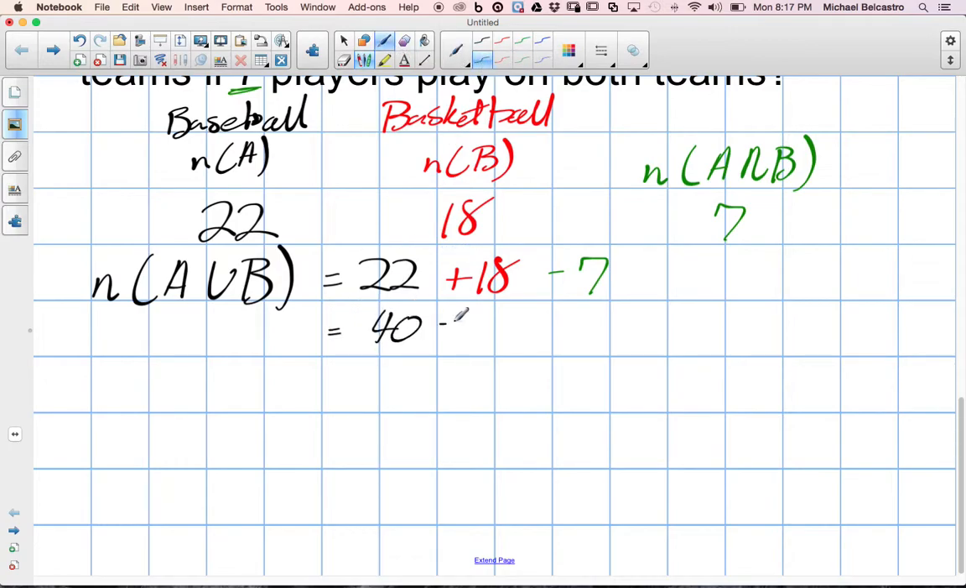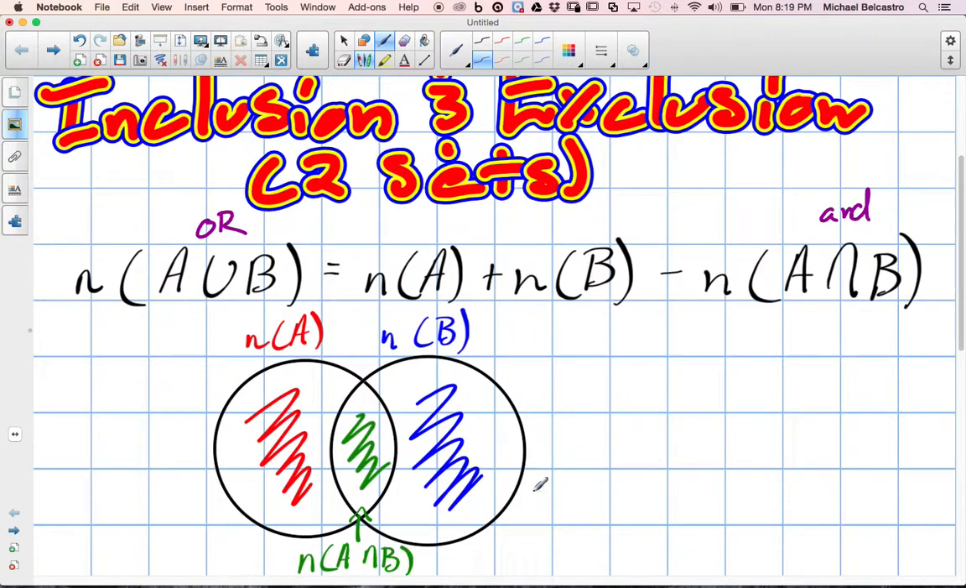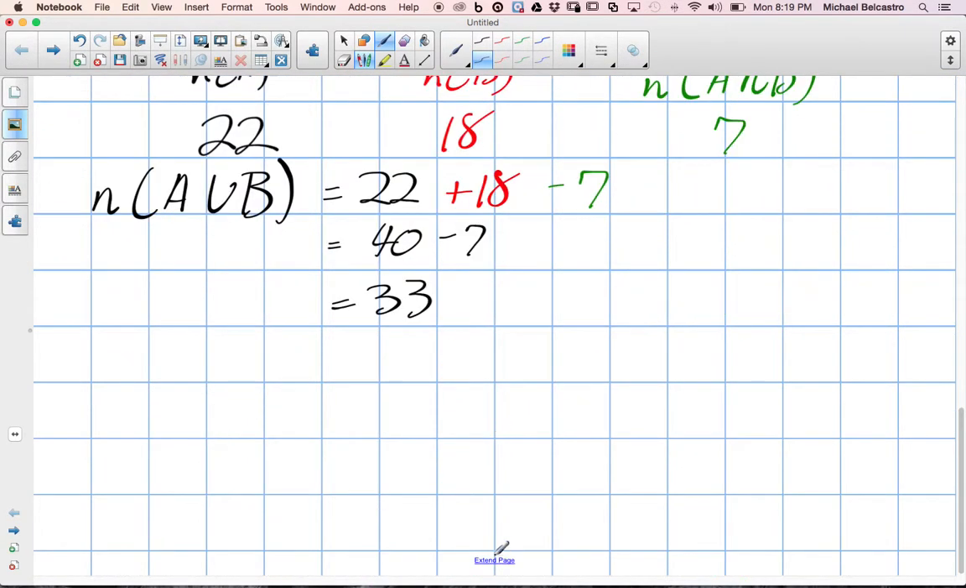So we have 40 subtract 7, which means there would be 33 players who would show up to a party for both teams, because 7 of the guys play on 2 of the teams. So we don't count them in this instance. Further, we'll help build a Venn diagram to help us out here.